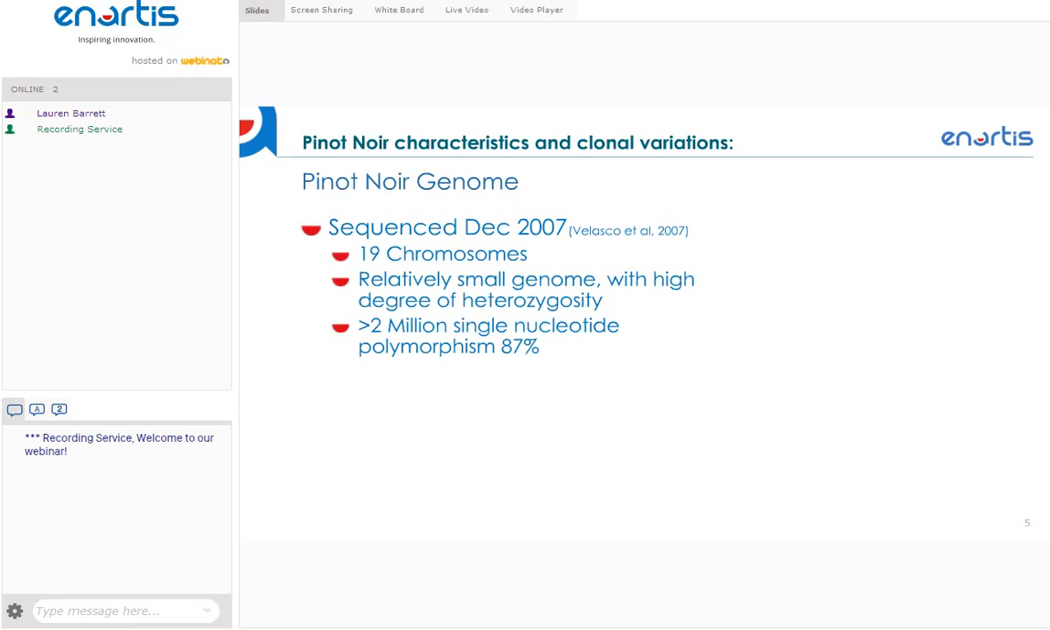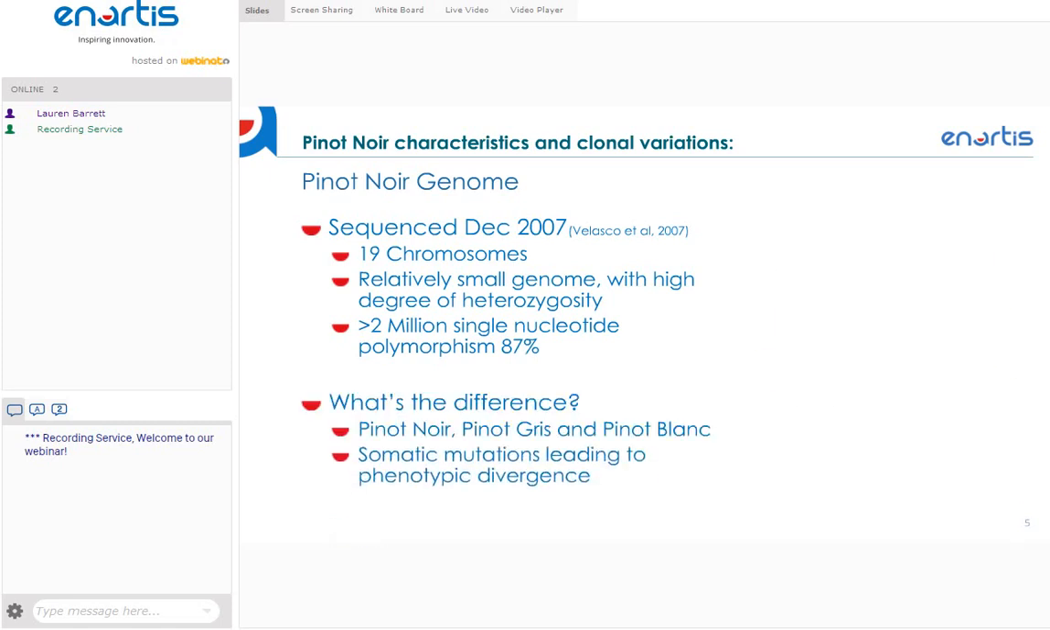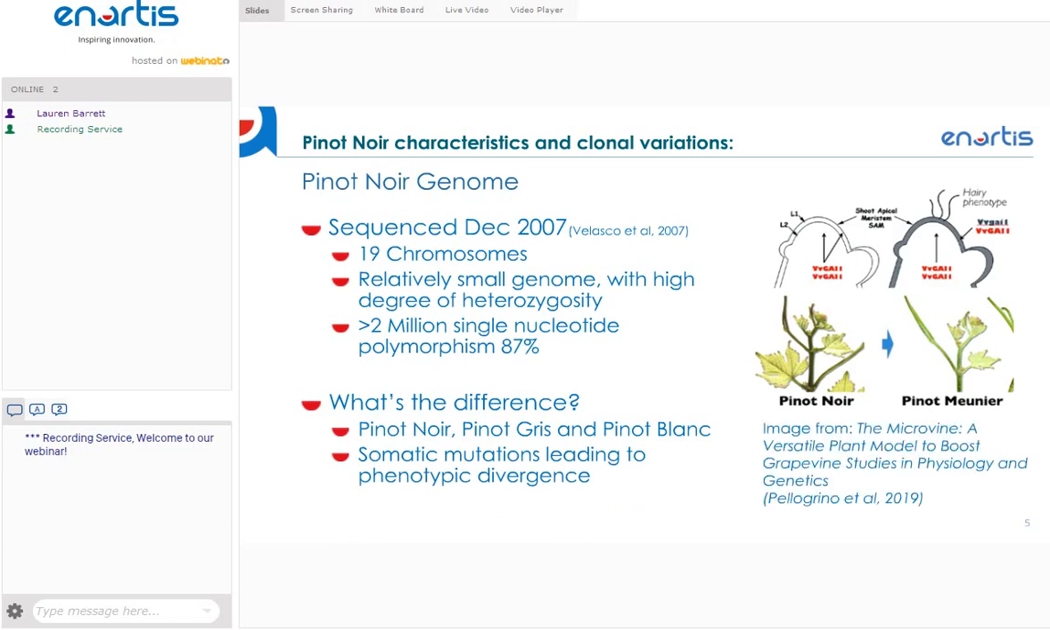Now this means that there is a very high variation and substitution in some of the single base pairs of DNA, which are nucleotides, found within its genome, which means that there is a lot of chance for mutations and variability to arise. And so this brings us to what we're all familiar with, of course, some of the different Pinots: Pinot Noir, Pinot Gris, Pinot Blanc, Pinot Meunier.